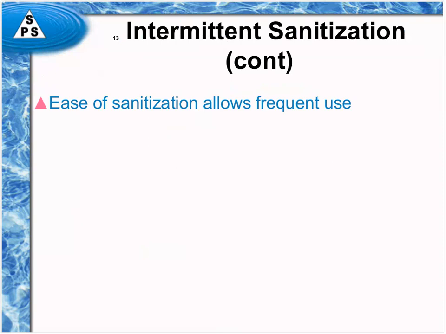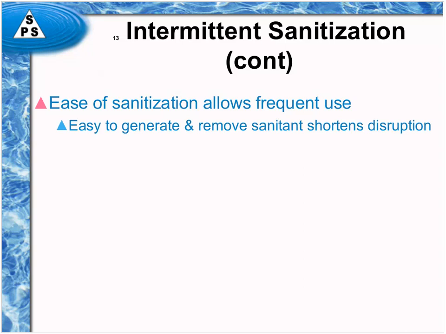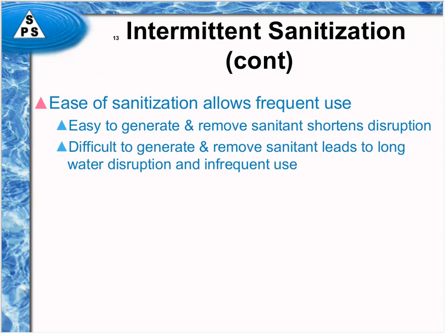Okay, a very important concept here. With intermittent sanitization, the ease of the sanitization process allows it to be more frequently used. The more difficult it is, the less frequently you're going to do it. If it's easy to generate the sanitant and easy to remove the sanitant, that shortens the disruption of water use that can occur with the water system. And the shorter the disruption, the more likely you're going to want to be able to use this sanitization approach, knowing that more often is better.